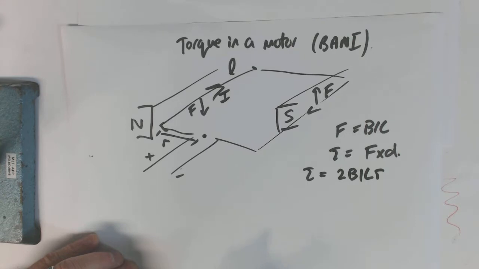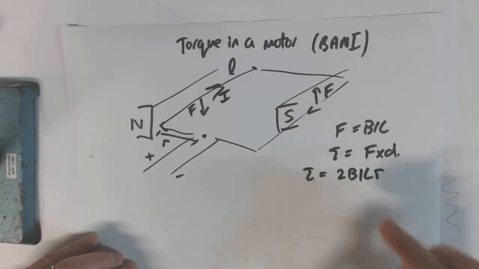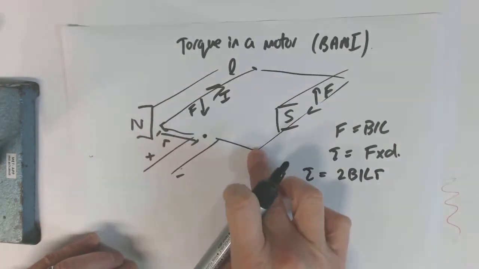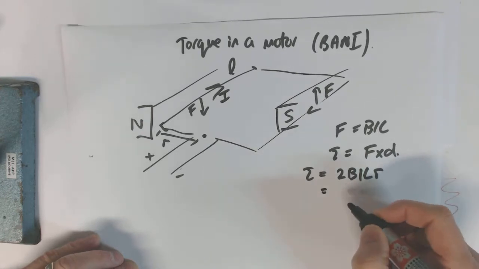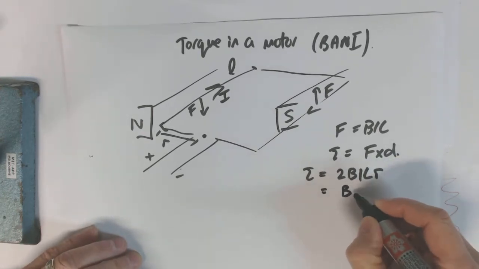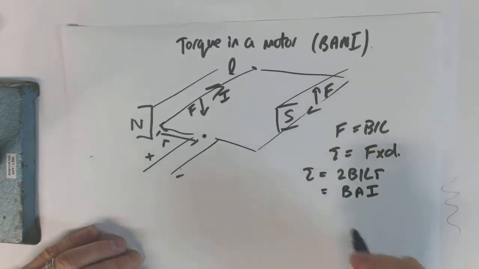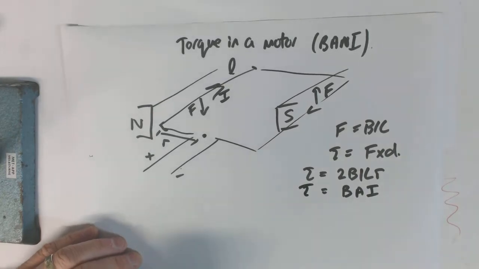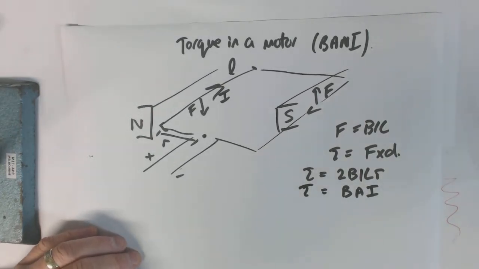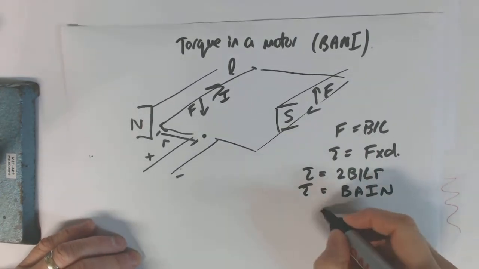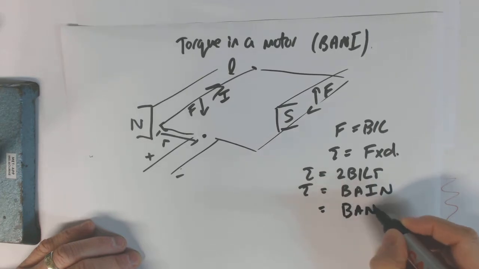So if we actually have a look at that, we can say 2 times the length times the radius, right? Length times 2 radii is area. So we can just call that A. So we can say the torque equals BAI. Sounds like a Chinese word, doesn't it? And it is a Chinese word, but not today. So if we've got more than one loop, we can put an N on there. We call N the number of loops. So torque equals BANI.